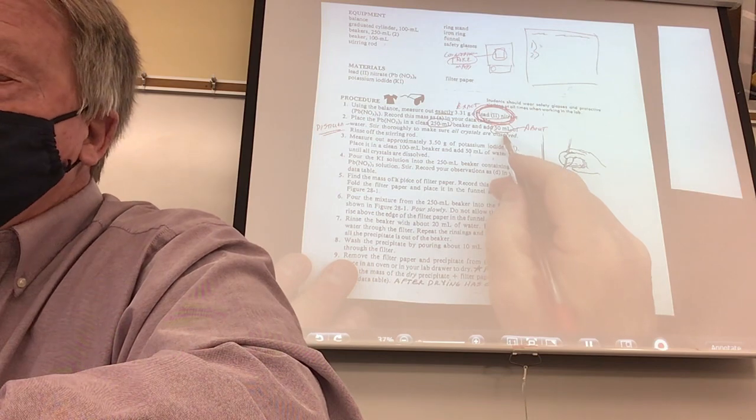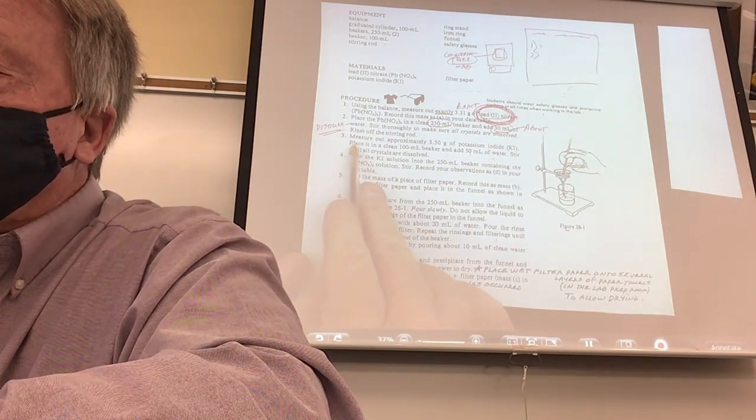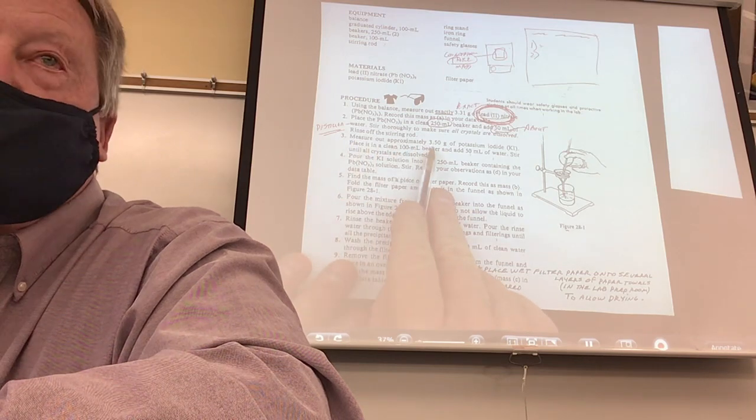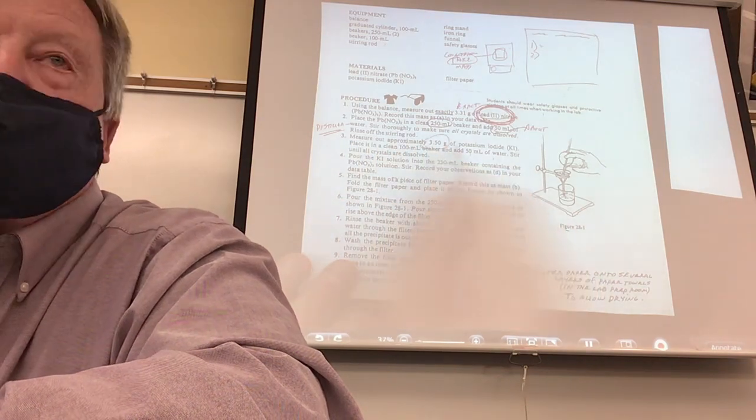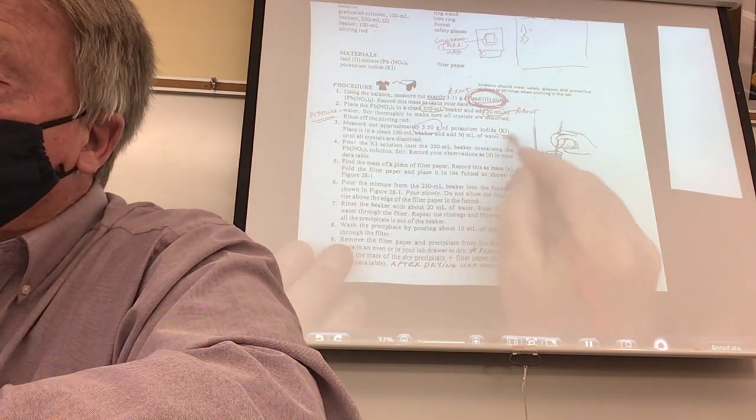So Daniel's done what he's supposed to do. But what's the other person going to do? The other person says they're going to measure out what? How much are they going to measure out? 3.50 grams of another chemical.